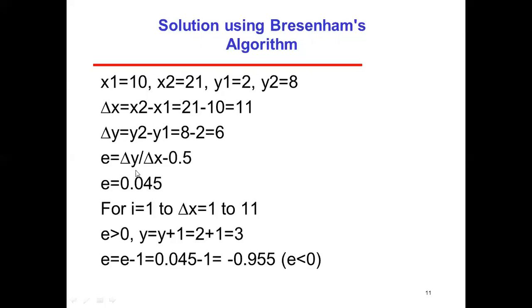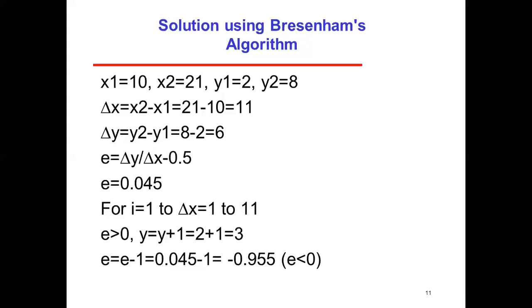Okay, E equals delta y over delta x minus 0.5. This is called the error term which we will use in the case of the Bresenham algorithm. So E equals delta y over delta x minus 0.5. This is the initial value of E by using this methodology. So we will calculate E equals 0.045. This is the initial value. And how many steps will be involved in this method?